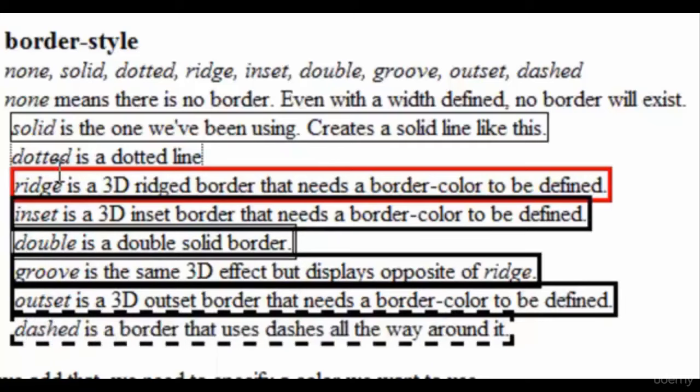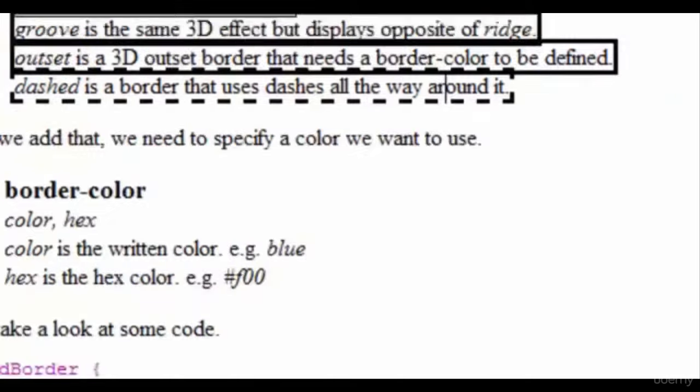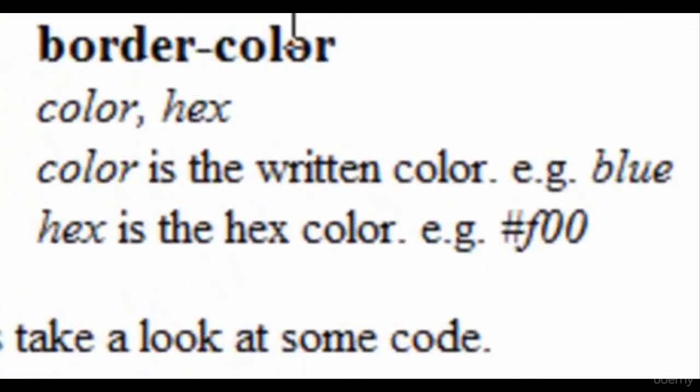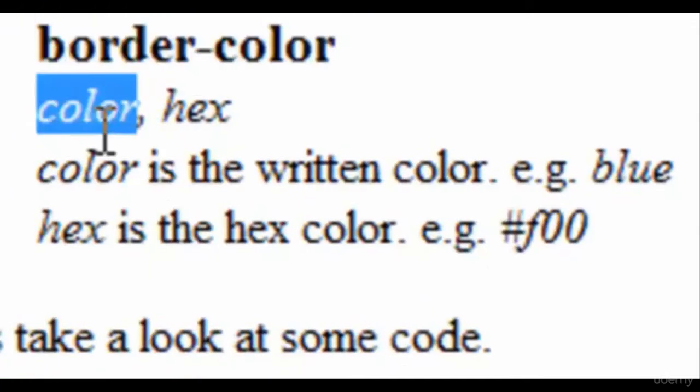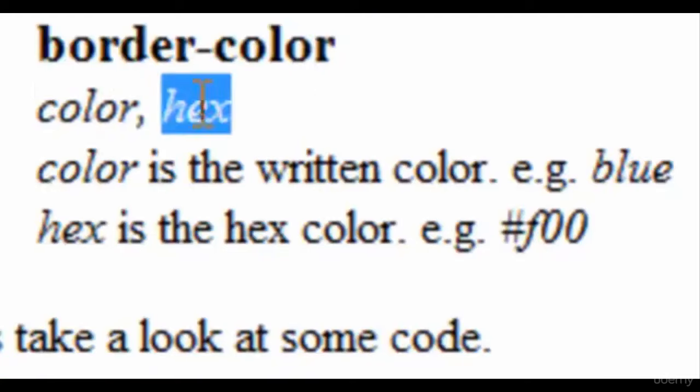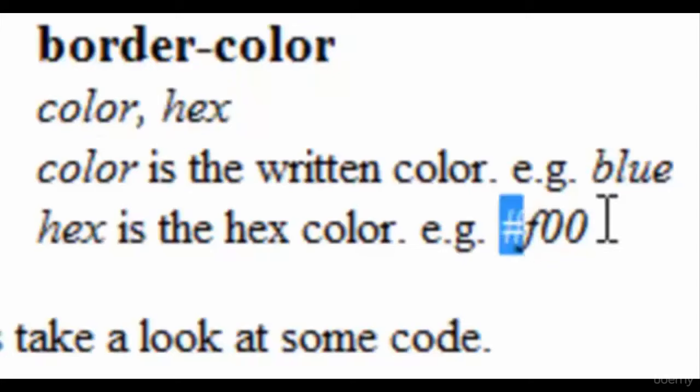So the 3D ones, such as ridge, inset, groove, and outset, you're going to want to create a much thicker border width. If you want to try this yourself, after this class, go and create a border around an element and give it a border width of 10 pixels and the border style of ridge, inset, groove, or outset. Now after that, we're going to want to add a border color. And this accepts either a color, so blue, red, white, green, etc., or a hex. So number sign F00 would be red, or FFF, which is white, or 000, which is black.